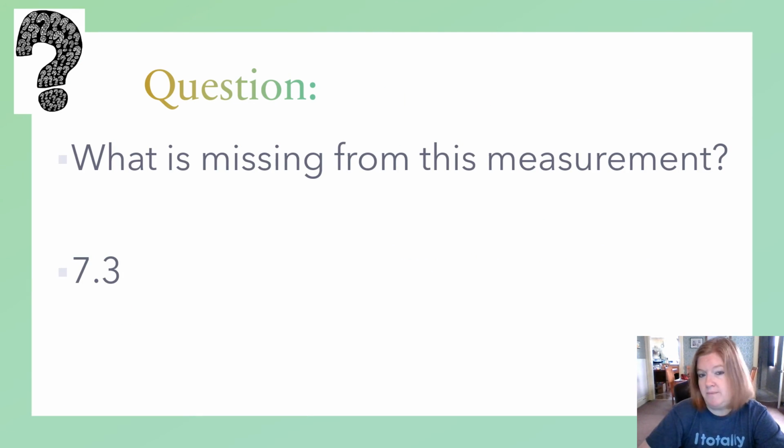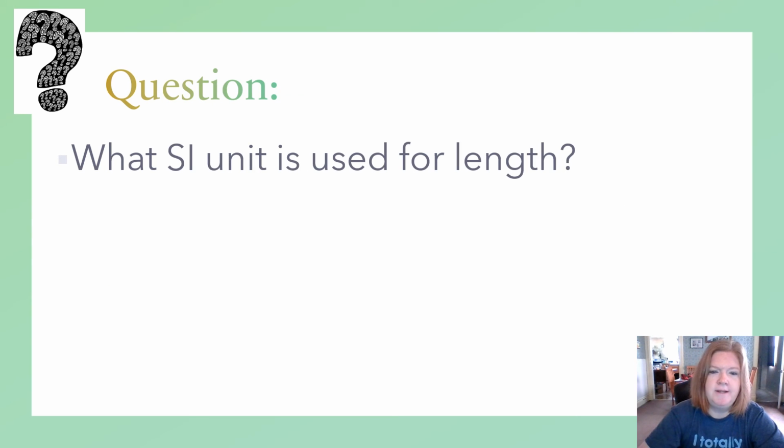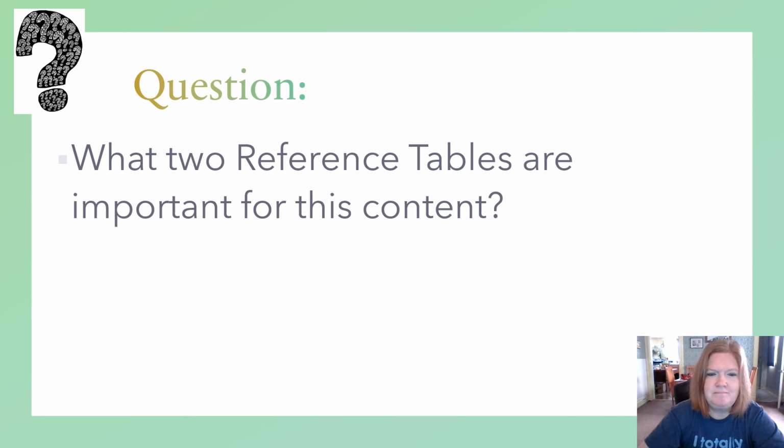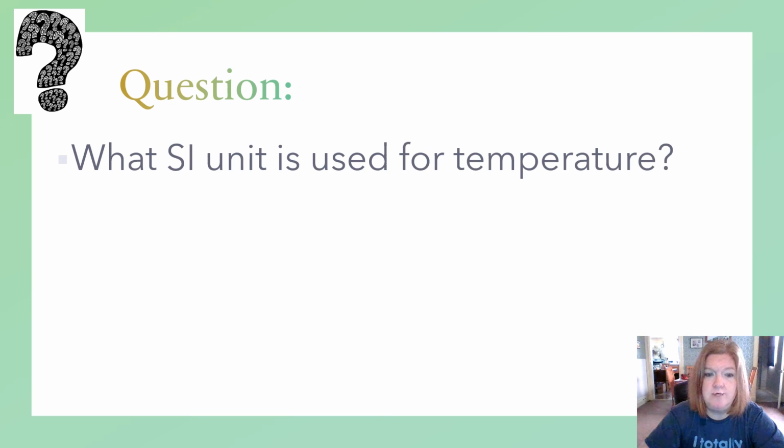What is missing from this measurement? Hopefully you know, right? The units. What is it? 7.3 what? 7.3. You can't just say 7.3. No naked numbers, the triple N rule. What SI unit is used for length? Meter. What two reference tables are important for this content? C and D, right? C, the prefixes, D, the units.